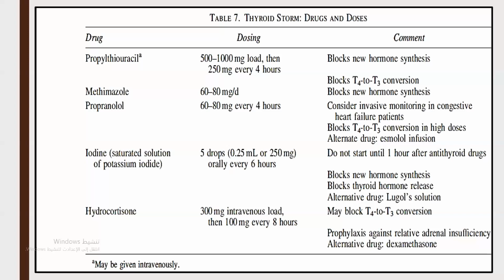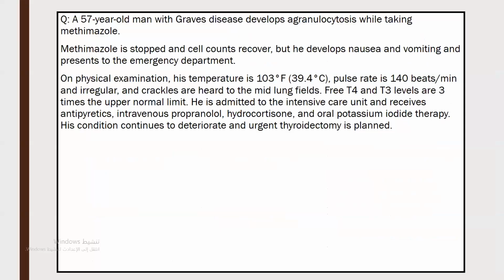Consider invasive monitoring in congestive heart failure patient. Block T4 to T3 conversion in high doses. Alternate drug: esmolol infusion. Iodide saturated solution, 5 drops orally every 6 hours. Do not start until 1 hour after antithyroid drugs. Hydrocortisone 300 milligram intravenous load, then 100 milligram every 8 hours.